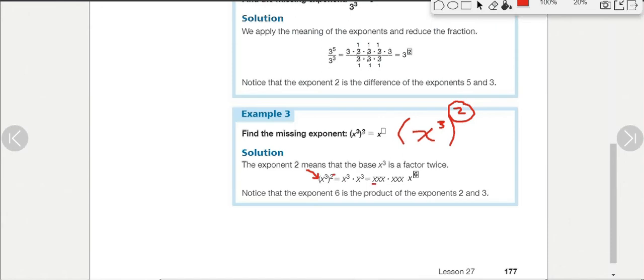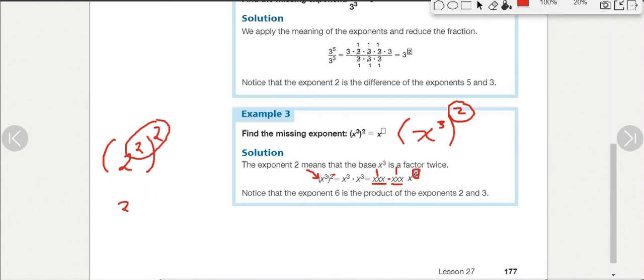What are we really saying? X to the third times x to the third. How many times is x used as a factor here? 1, 2, 3, 1, 2, 3, 6 times. So if you raise x to another exponent, you actually do multiply the exponents. When you have a number like 2 squared, and you square that whole thing, it's 2 to the 2 times 2, 2 to the 4th.